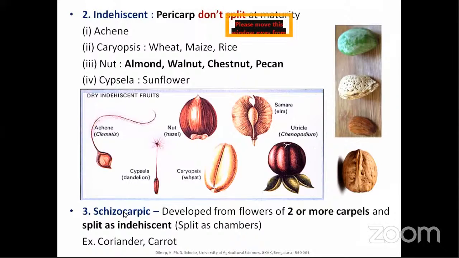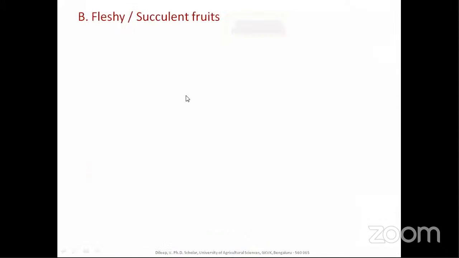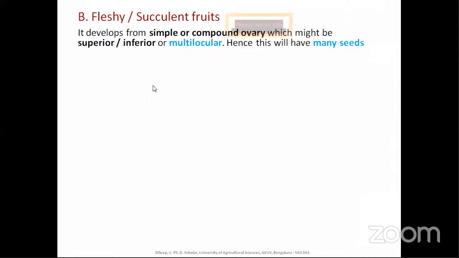If you have experience, when we sow coriander seeds, we rub them in our hands and then sow them. When we rub them in our hands, the seeds separate. Each one will have an ovary, and that will germinate as an individual plant. So this is about dry fruits. Now moving to fleshy fruits, which are also called succulent fruits. They are developed from a single flower.